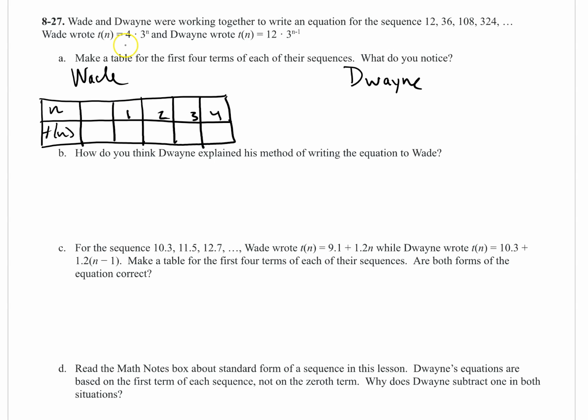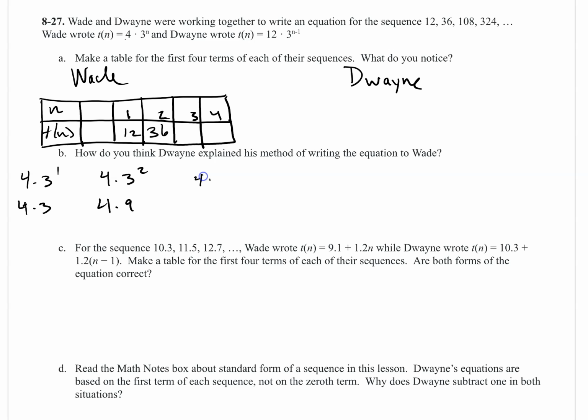Okay, so for Wade's equation, 4 times 3 to the power n, when n is 1, that's just 4 times 3 to the power 1, or 4 times 3, and that's 12. If I plug in 2, that's 4 times 3 to the power 2, which is 4 times 9, and that's going to be 36.